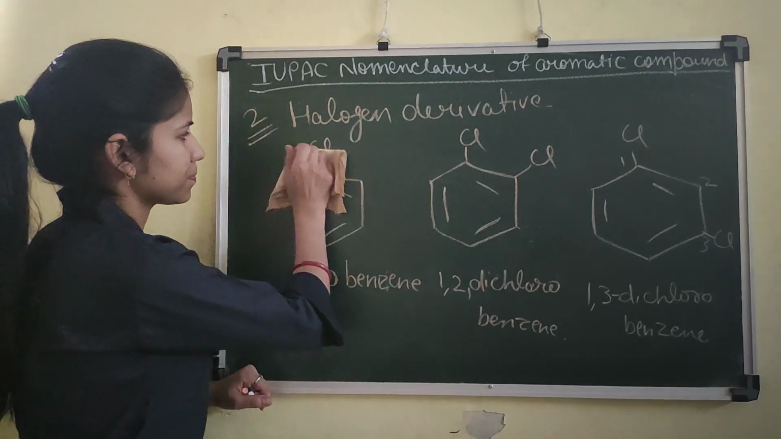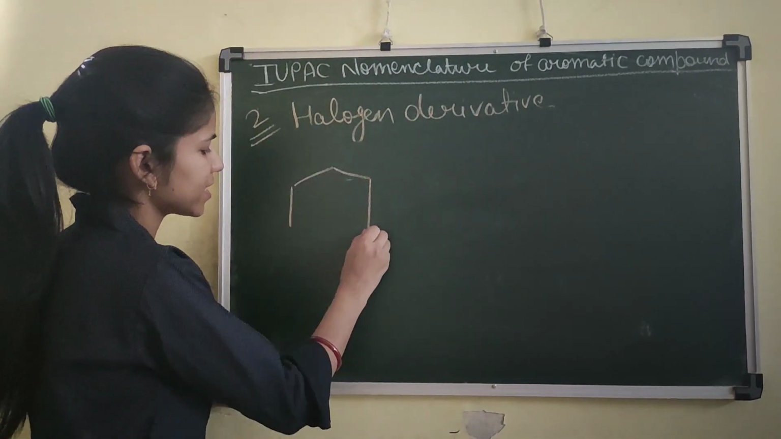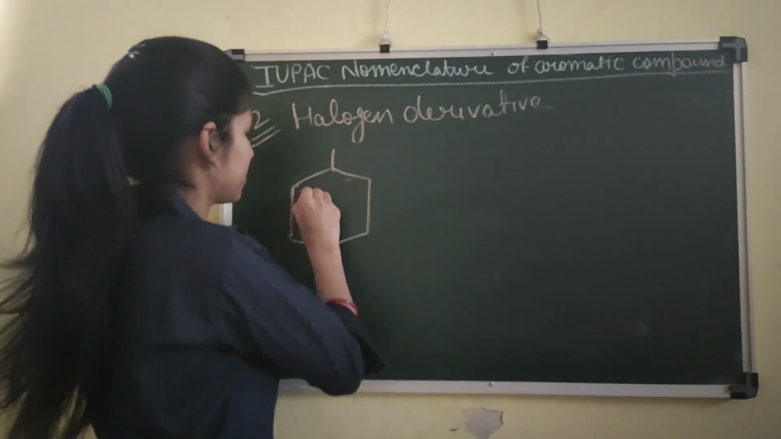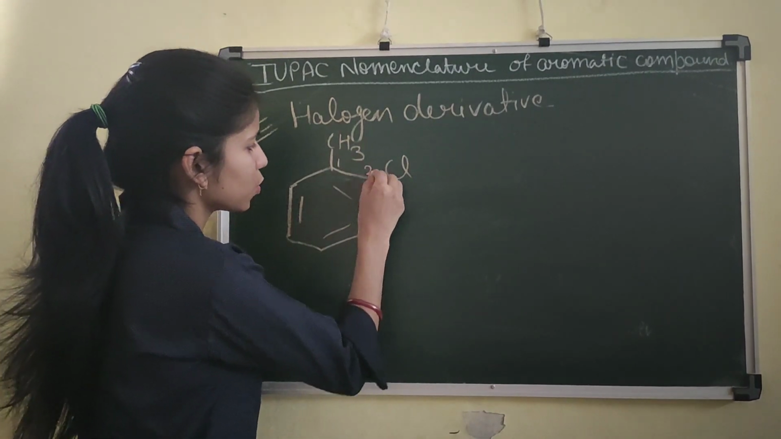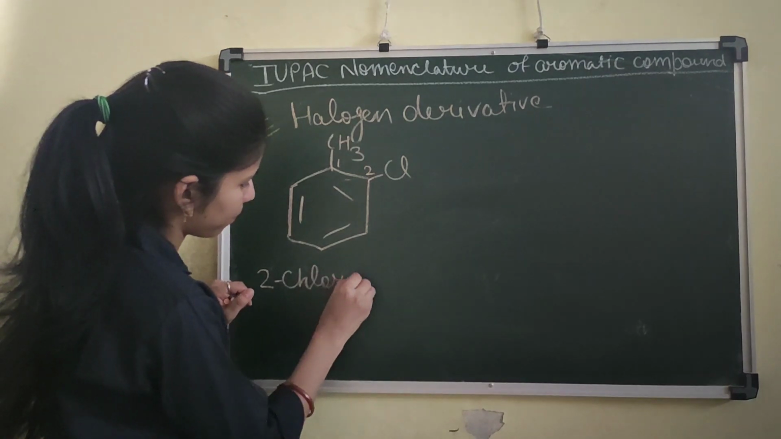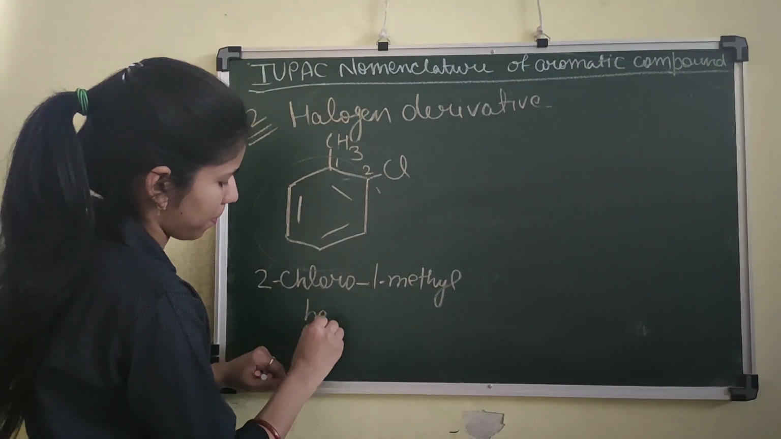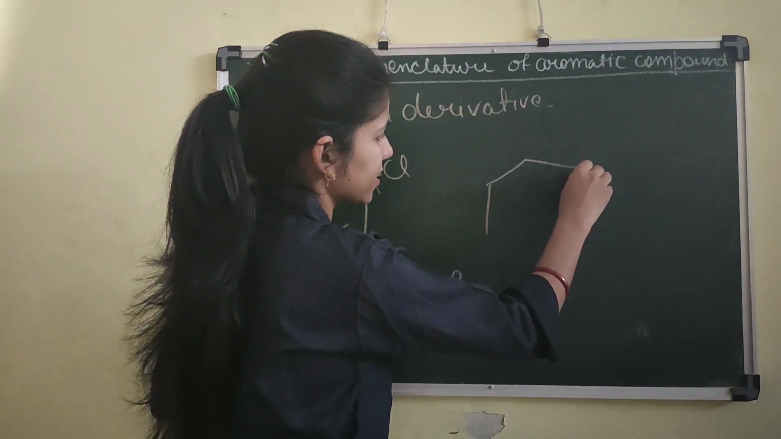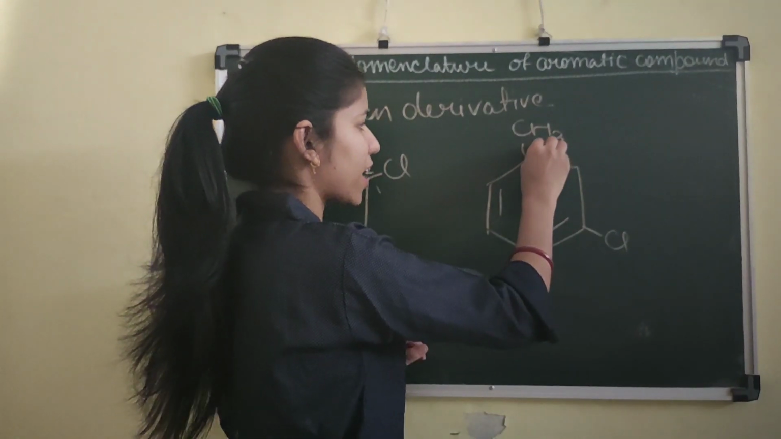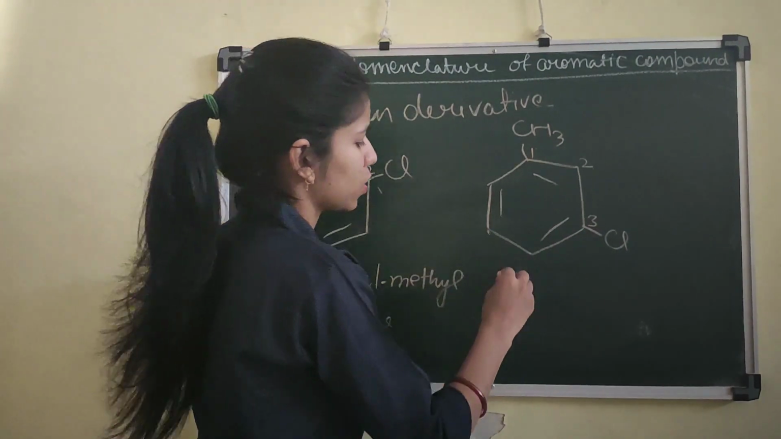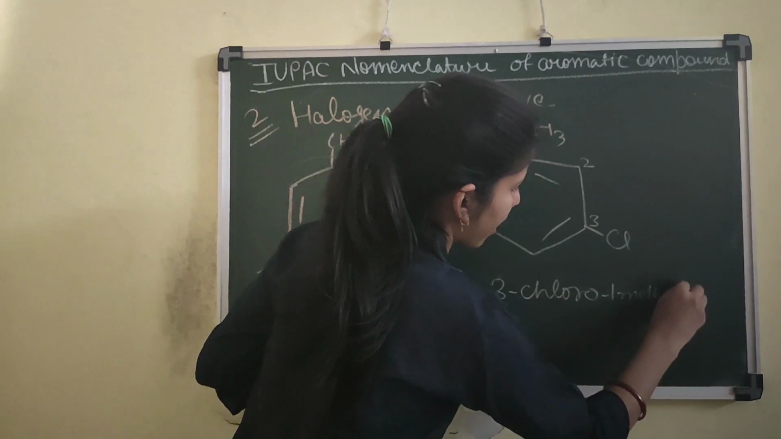Now the next example: this is the benzene ring, and CH3 and Cl are present. So 2-chloro-1-methyl and benzene. Now the next example: if CH3 is present here and Cl is present here, naming starts from there, 1, 2 and 3, so 3-chloro, 1-methyl and benzene.